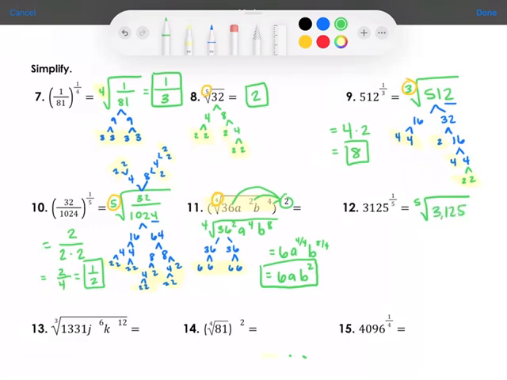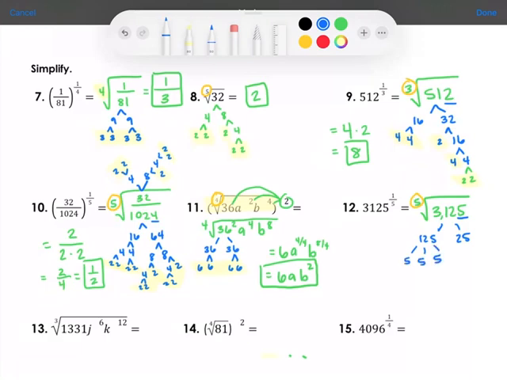Number 12, I will be taking the 5th root of 3,125. This is quite a large number that ends in a 5, and I'll be looking for groups of 5. Anytime a number ends in 5, I know that it's divisible by 5, but this is such a large number, I might want to try dividing it first by another number I know is divisible by 5, like 125. And that does work. When I divide it by 125, I'm left with 25.